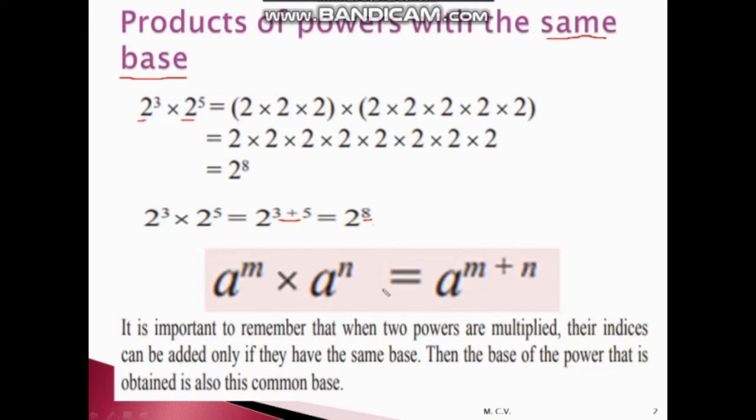So there's a rule here. When two powers are multiplied together, we can add the indices. But you have to be careful whether the bases are equal or not. You can apply the rule if the bases are equal only.